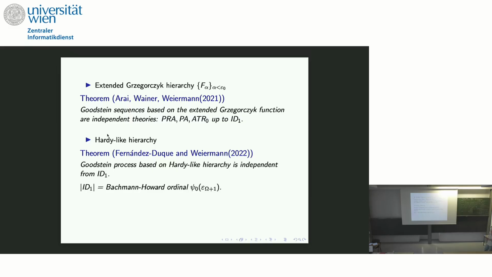And ID1 here, which is the first time that we mention it, corresponds to the Bachmann-Howard ordinal. And using the psi function, it's written in this form. The question that we ask is, can we go further? So far, we saw that Goodstein had been up to ATR0. These results show that it can go up to ID1. Can we go to ID2 and further?